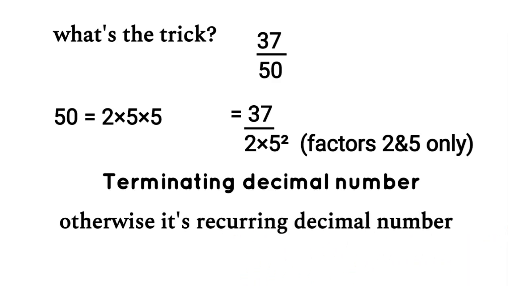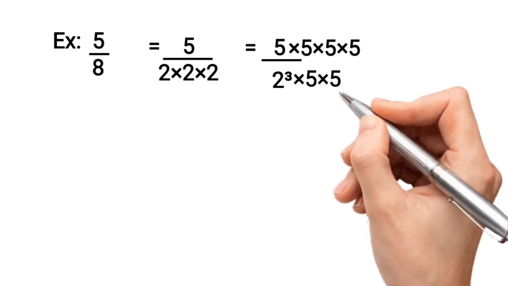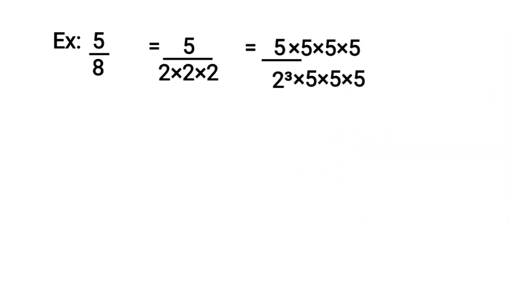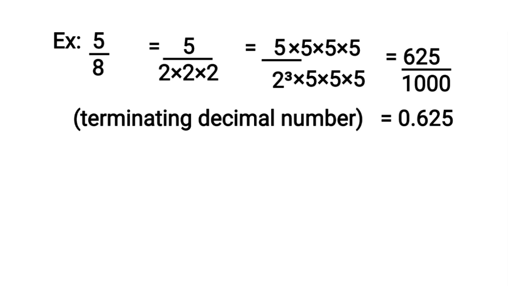For example, 5 by 8. Now, what are the factors of the denominator 8? It's 2 into 2 into 2. Our next step is to convert the denominator into multiples of 10. So multiply 5 into 5 into 5 in the numerator and in the denominator. So we get 625 by 1,000. That's 0.625. So this is a terminating decimal number.